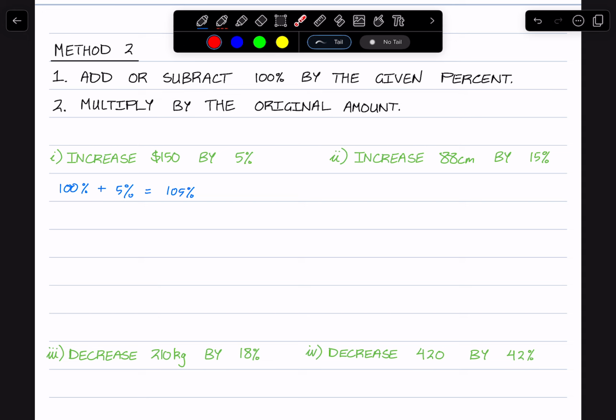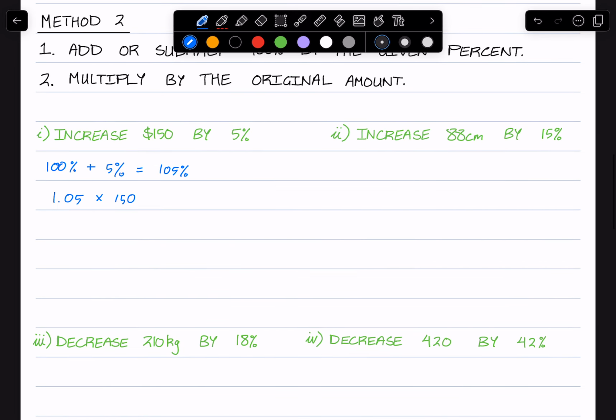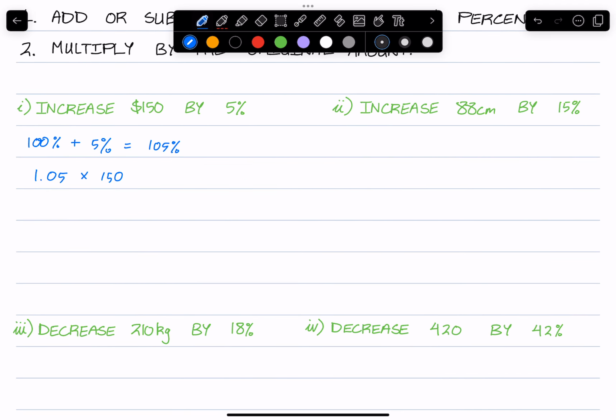105% as a decimal, we're going to write this as 1.05, and this we are going to multiply by the original amount of 150. And so it is this that we are now going to calculate. It's as we've done before. It makes it a lot easier by making this first into a whole number. So we need to move this 2 spaces to the right. We do that by multiplying by 100. And so our calculation is 105 times 150.